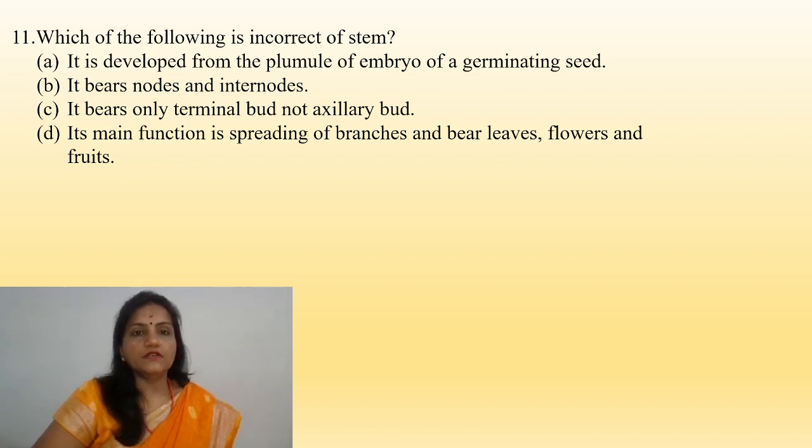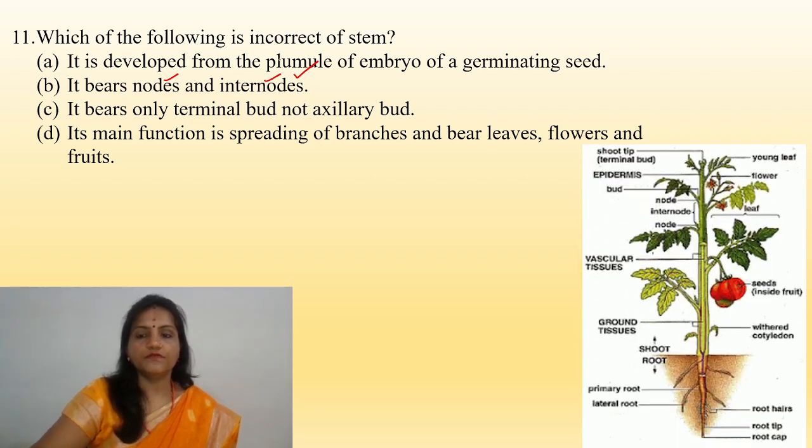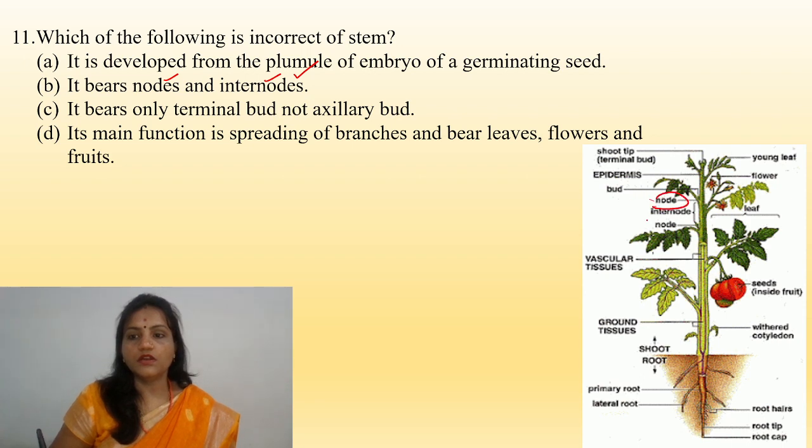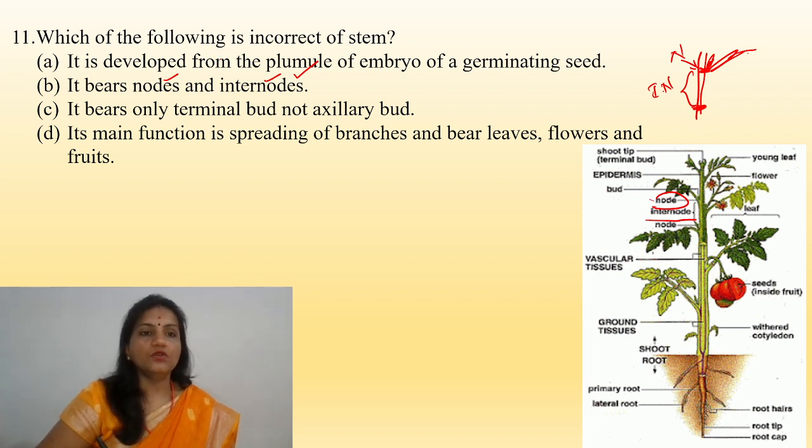Which of the following is incorrect of stem? Okay, so the first, it is developed from the plumule of embryo. Correct, stem is developed from the plumule of embryo of a germinating seed. It bears nodes and internodes. It is correct. So you can see here it has got nodes and it has got internodes. What is a node? Node is a region from where it gives rise to axillary bud, leaf or branches, and the region between two nodes is called internode. So this is the node and this is the internode. So stem bears the nodes and internodes.